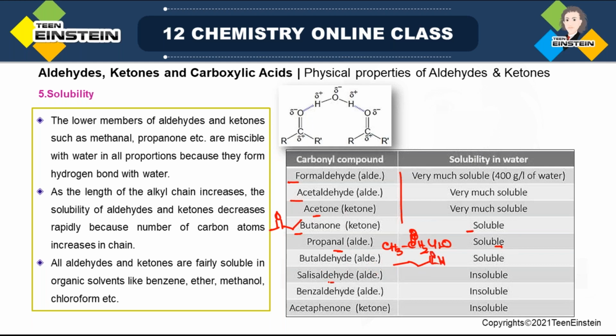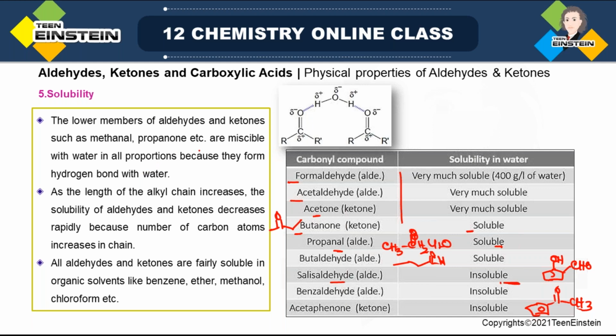Now we have salicylaldehyde. Salicylaldehyde has a benzene ring and there is OH. So now the molecular weight is increased, and as the molecular weight is increasing and the carbon hydrogen part, that is the non-polar part, is increasing, there is a possibility that solubility will decrease. So now it is insoluble. See? Then benzaldehyde, that is benzene ring, CHO, insoluble. Acetophenone, PhCOCH3, is also insoluble.